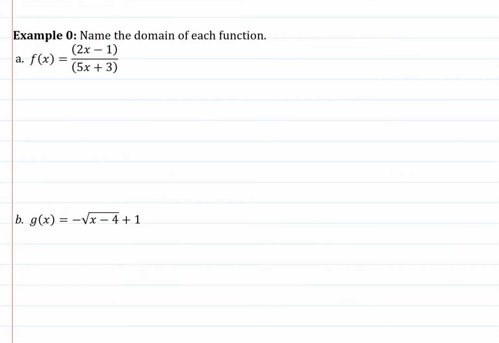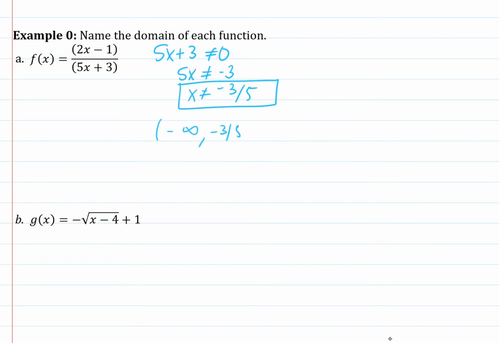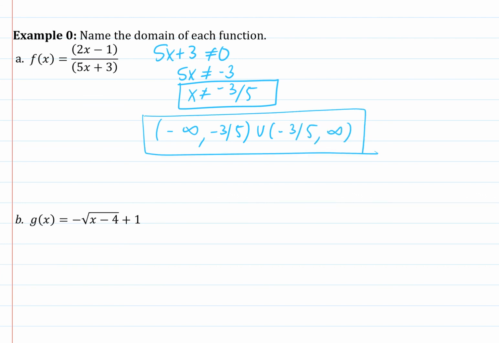Okay, so let's look at, I'm calling this example 0 because this would be sort of a review problem. This isn't a function composition necessarily. This would be a problem you might have seen earlier in the year. If we want to know the domain of this function, it's rational. I'm immediately thinking I can't divide by 0. So 5x plus 3 cannot be 0, which is the same as saying 5x can't be negative 3, and therefore x cannot be negative 3/5. This is your domain. If that doesn't really resonate with you, then maybe write it in interval notation. We're saying that x can be absolutely anything other than that one single value, negative 3/5.